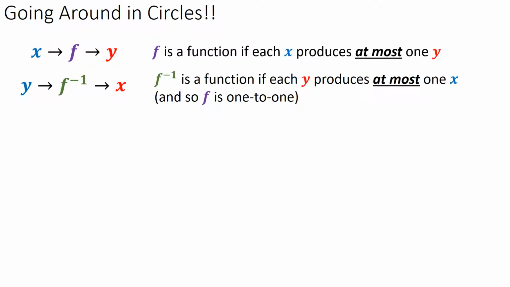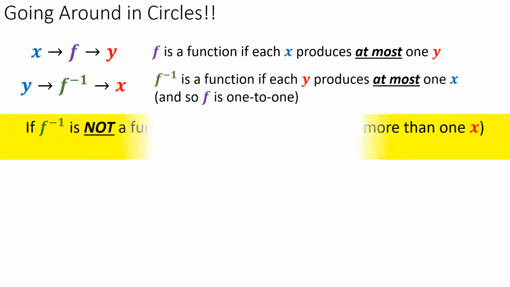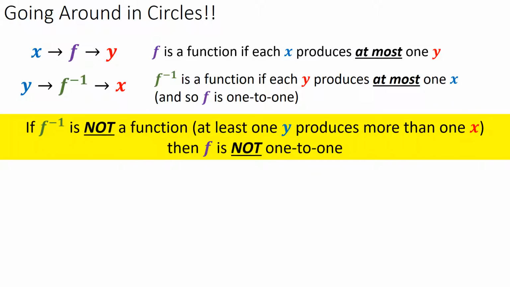And in fact, f inverse is a function if each of these y values will produce at the most one x value at a time. If this is the case, then f is 1 to 1. Now if f inverse is not a function, meaning that at least one y value that we can put into f inverse produces more than one x value, then we know that f is not 1 to 1. And we'll see what impact that has on inverses here in a moment.